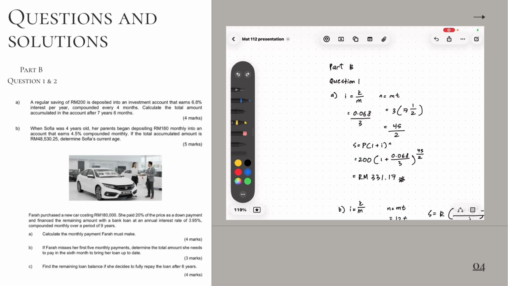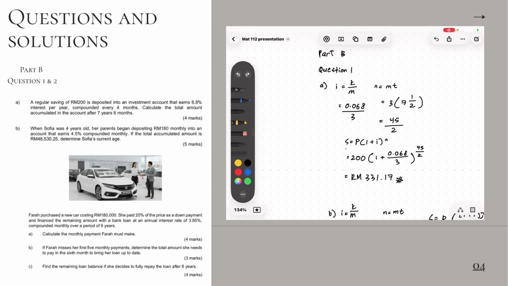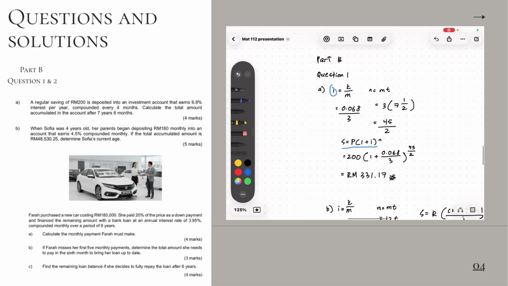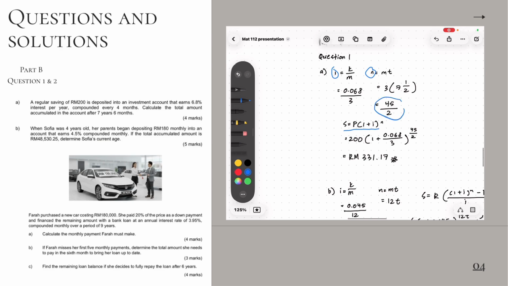For this question, we have to use the compound interest formula, which is S equals P (1 plus i) to the power n. So first we have to find the interest rate, so k over m, which is 0.068 over 3 because it is compounded every 4 months. And for the n, you just take the 3 and times with 7 years and 6 months, you will get 45 over 2.